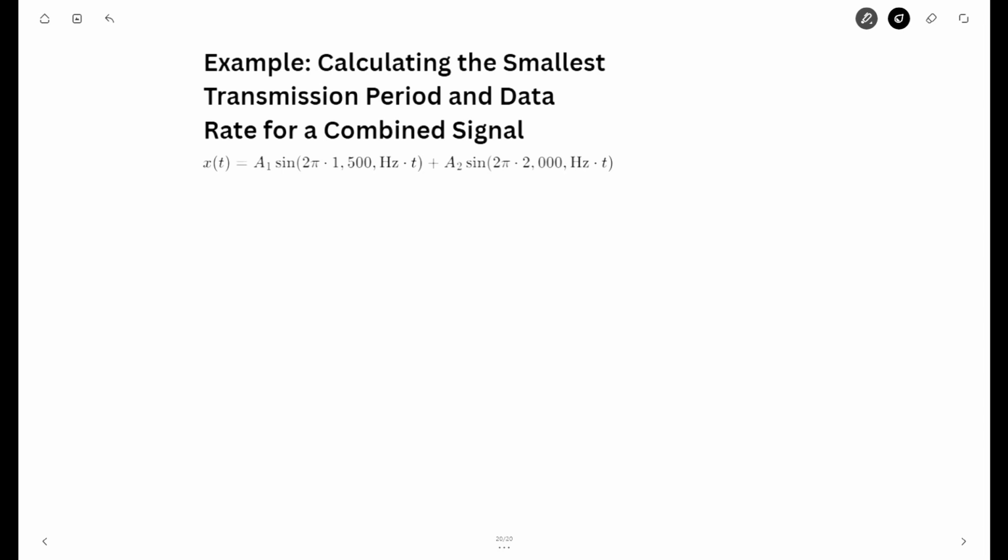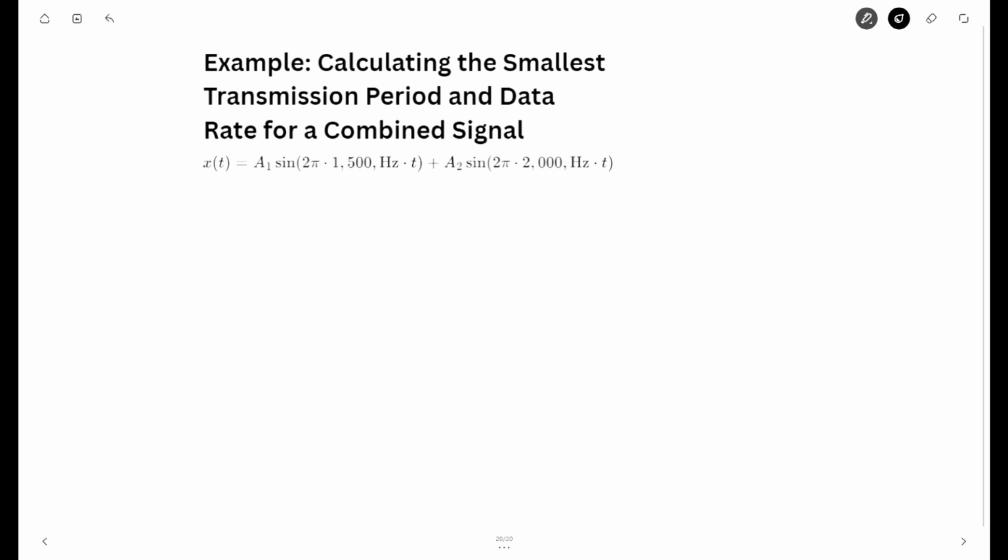Welcome. In this video, I'll be talking about an example calculating the smallest transmission period and the data rate for a combined signal. Suppose you have a signal that looks as follows: x of t equals a1 sine 2 pi times 1500 hertz times t plus a2 sine of 2 pi times 2000 hertz times t. We need to find the transmission period.